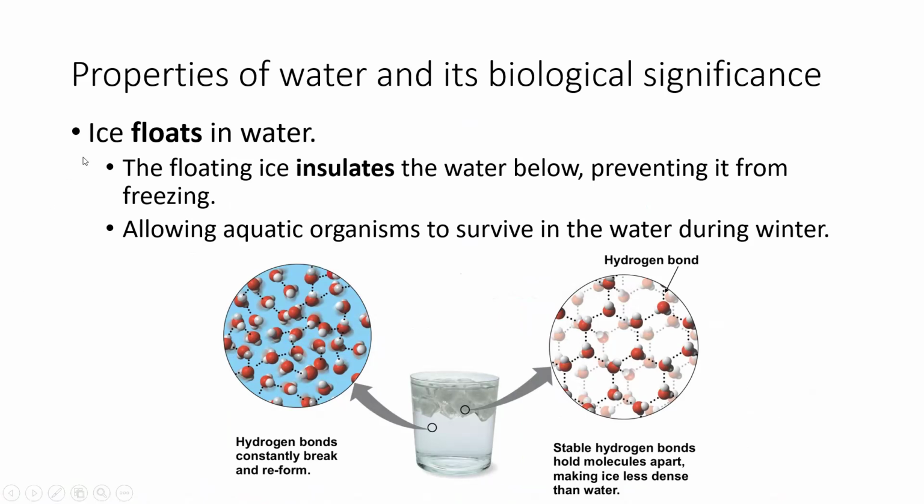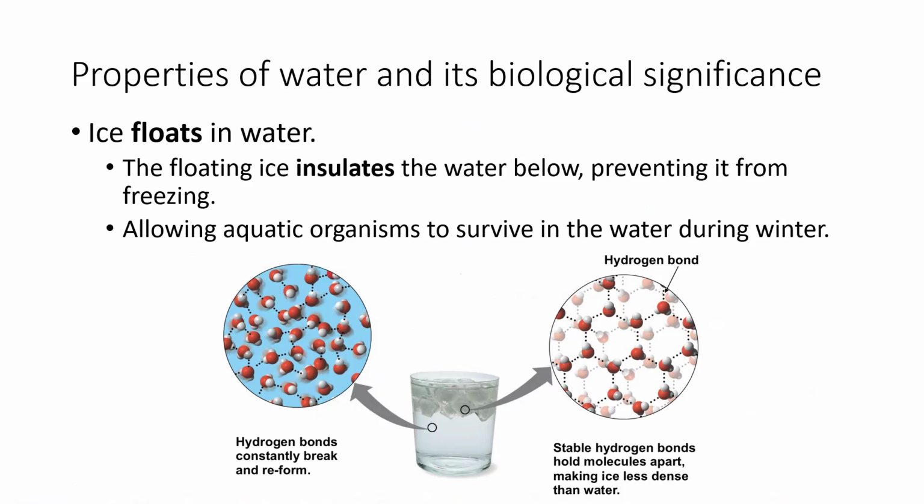So then the ice, due to the ice being less dense than the water, the ice floats in water. This one is also very important, because the floating ice insulates the water beneath it, preventing it from freezing. That means it prevents the whole water body from becoming ice. So this allows, that means it ensures, the survival of aquatic organisms in the water during winter.